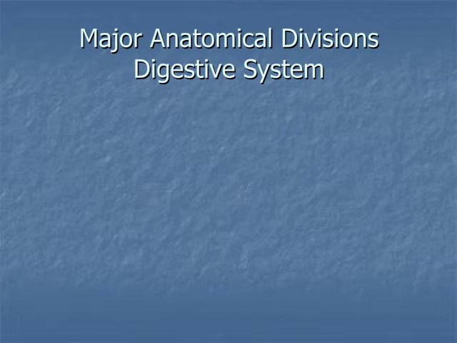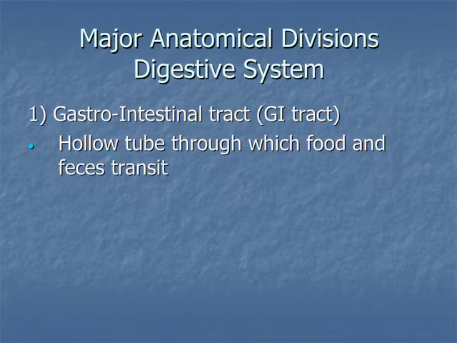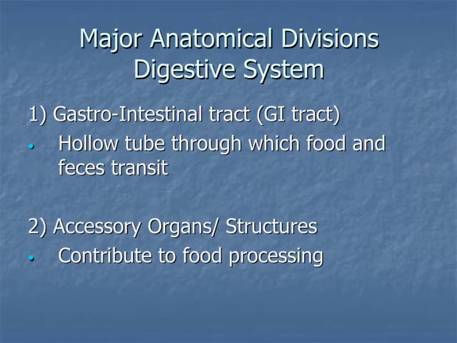So now that we've had an overview of the major functions of the digestive system, let's take a look at the major anatomical divisions of the digestive system. The first of these is the gastrointestinal tract or GI tract. The GI tract is basically a hollow tube through which food and feces transit. The next major division are the accessory organs. These are organs that secrete something that go into the hollow tube, or they absorb some of the nutrients that come out of the hollow tube.